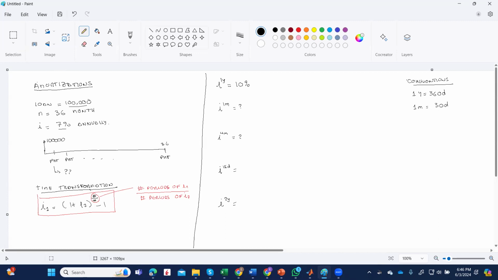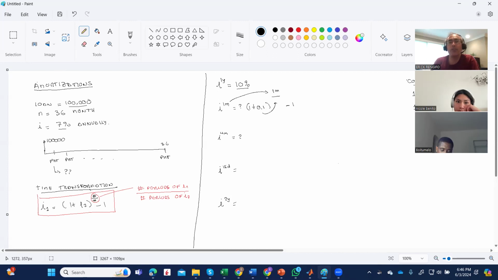Okay, so let's do one and you do the other ones. So if you have 1 year to 1 month, guys, remember the formula is going to be 1 plus the rate that I know, 10%, 0.1, to the power of something minus 1. What goes up, remember, is the period of this one here versus the period of this one here. So if I have 1 month here, what do I write down? I should write 12 months. Then you just calculate it and give me these numbers. If you can, please do all of them very quickly.